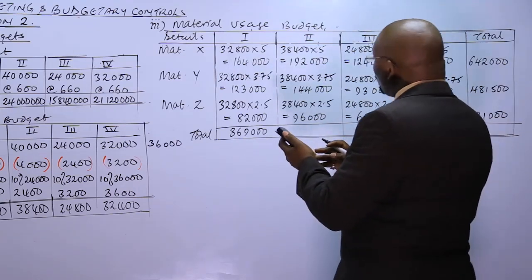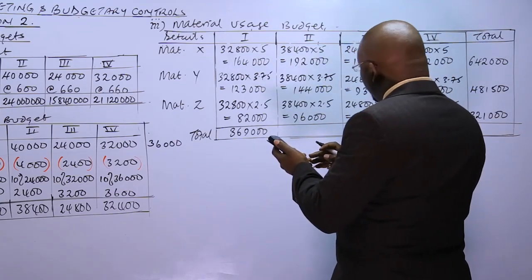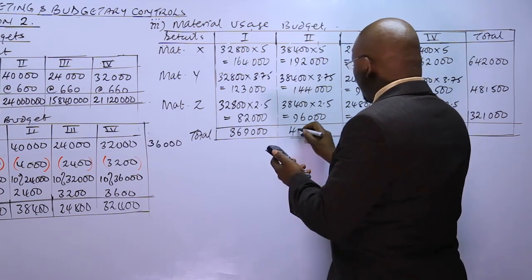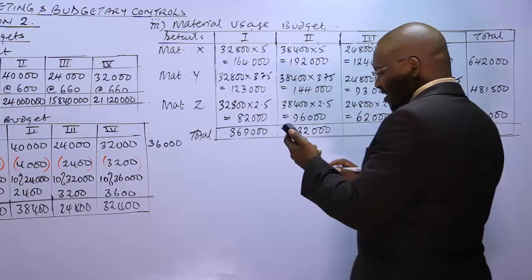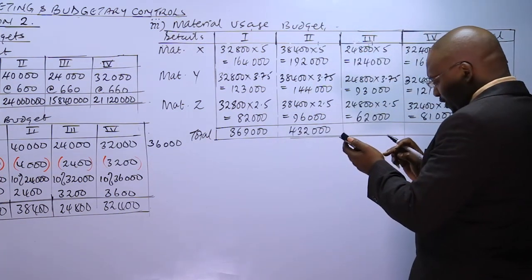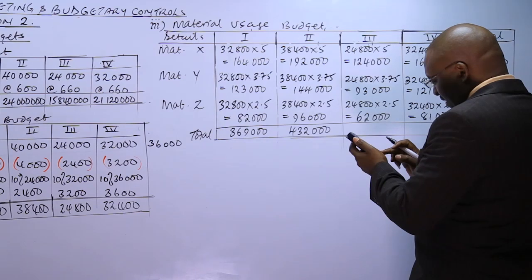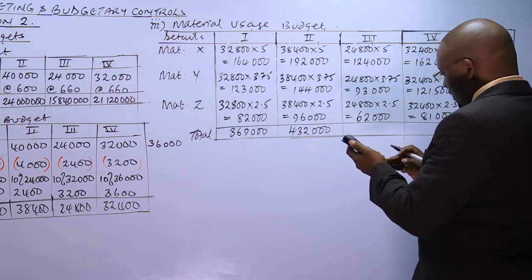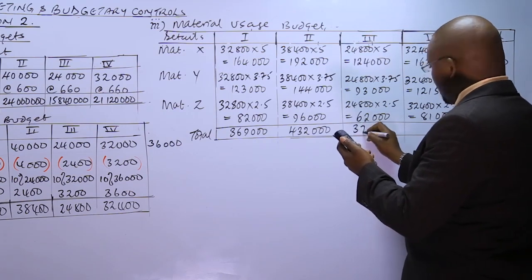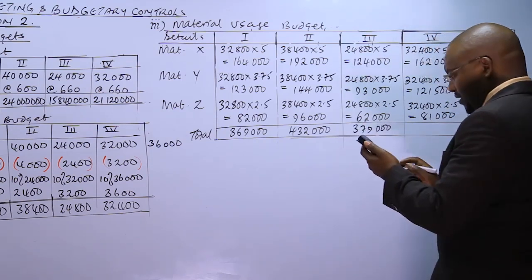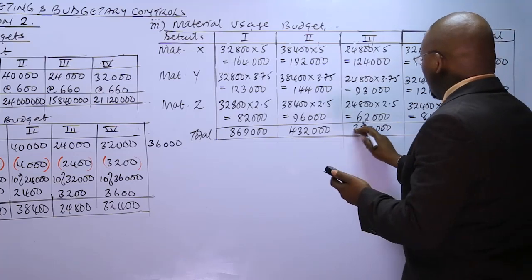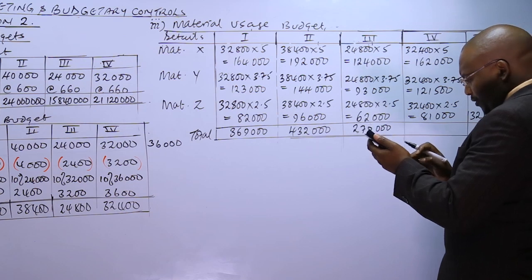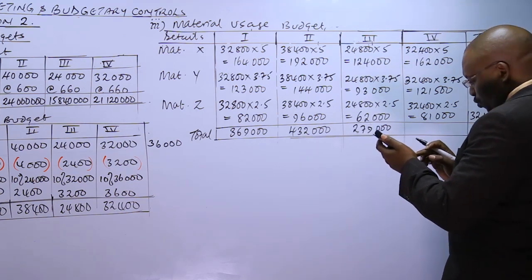Then you have 192,000 plus 144,000 plus 96,000. This is giving us 432,000, where we have 124,000 plus 93,000 plus 62,000. This is 379,000. Not 3 but 2, sorry. This is 279,000.